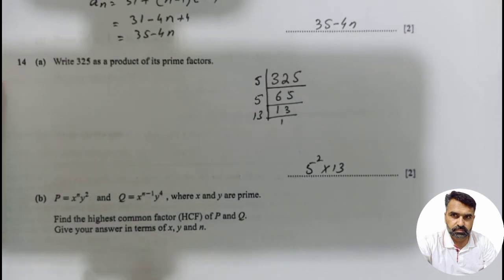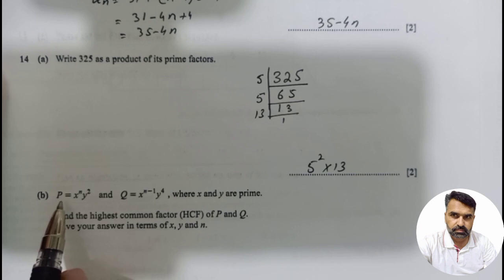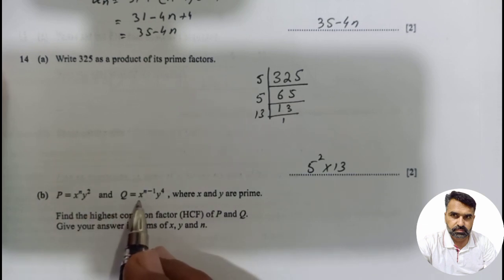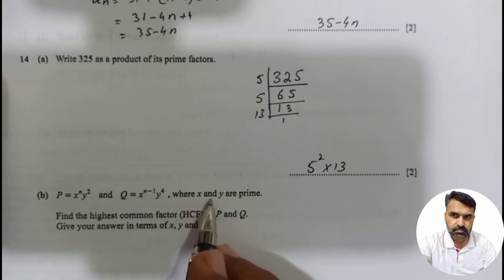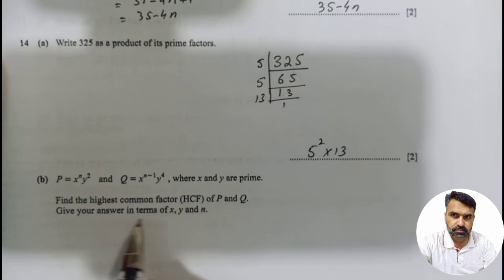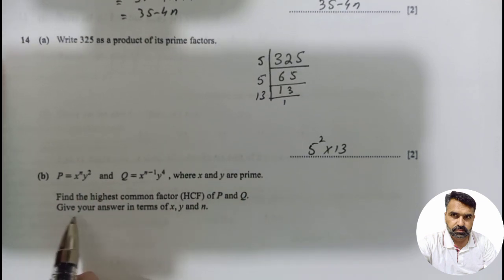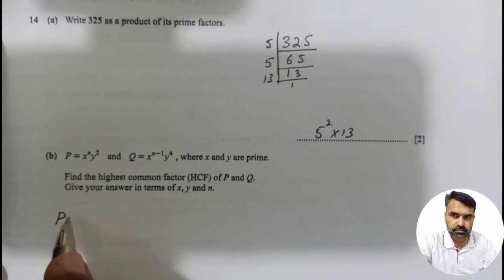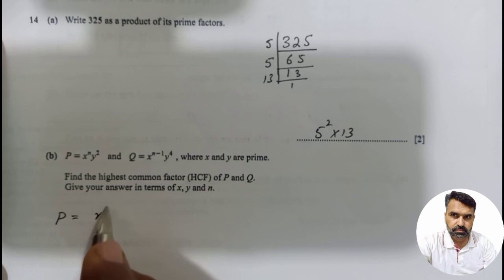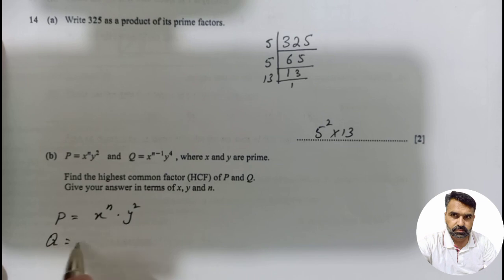Now students, B part of the same question, there are two numbers p and q. p is x to the power of n y square, and q is x to the power of n minus 1 y to the power of 4, where x and y are prime numbers. Find the highest common factor of p and q. Give your answer in terms of x, y and n. Now students, p is x to the power of n into y square, and q is x to the power of n minus 1 into y to the power of 4.